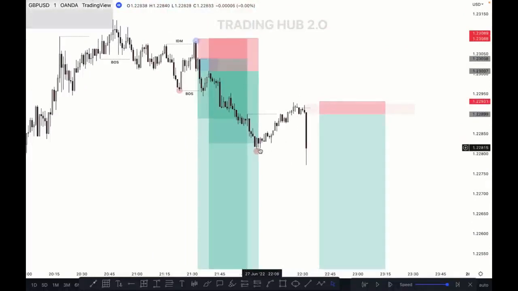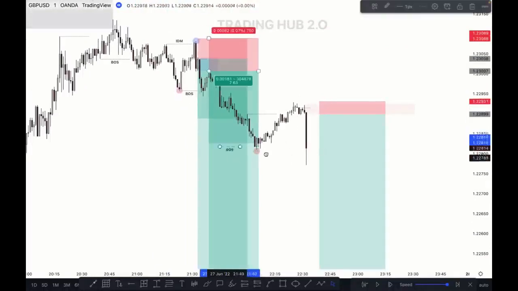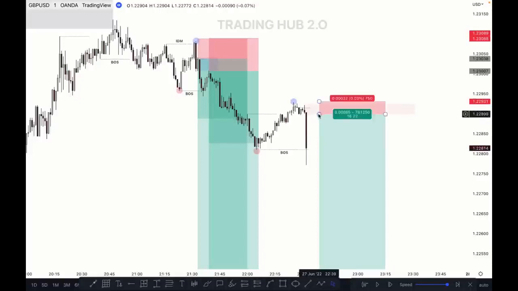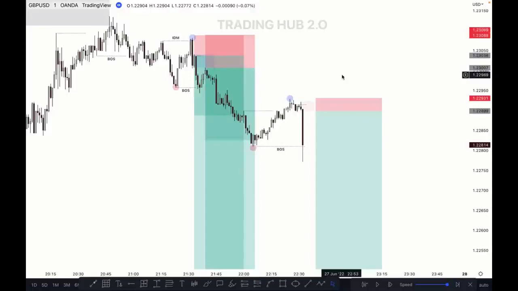So now we can see the market again broke this structure, which is here, correct. So this high or low has been protected, which is here, okay. So this structure is now confirmed, and you have to wait for the mitigation of this order block before the sell, okay. So let's see what happened next.